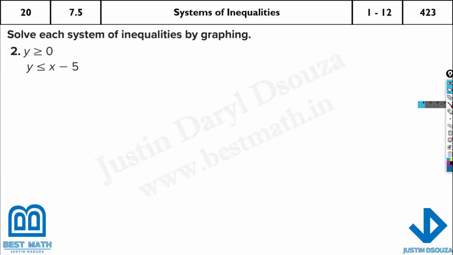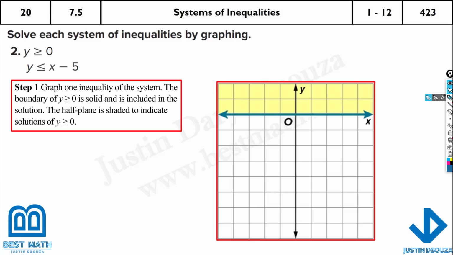I'm going to directly roughly graph them. I'll just take one of the graphs and I'm just going to graph the next one here. You can see y is greater than or equal to 0. This is the axis. Already one graph is done. And it's a straight line because it's greater than or equal to 0. And all the solution region above is the solution. What about the next one? Y is less than x minus 5.